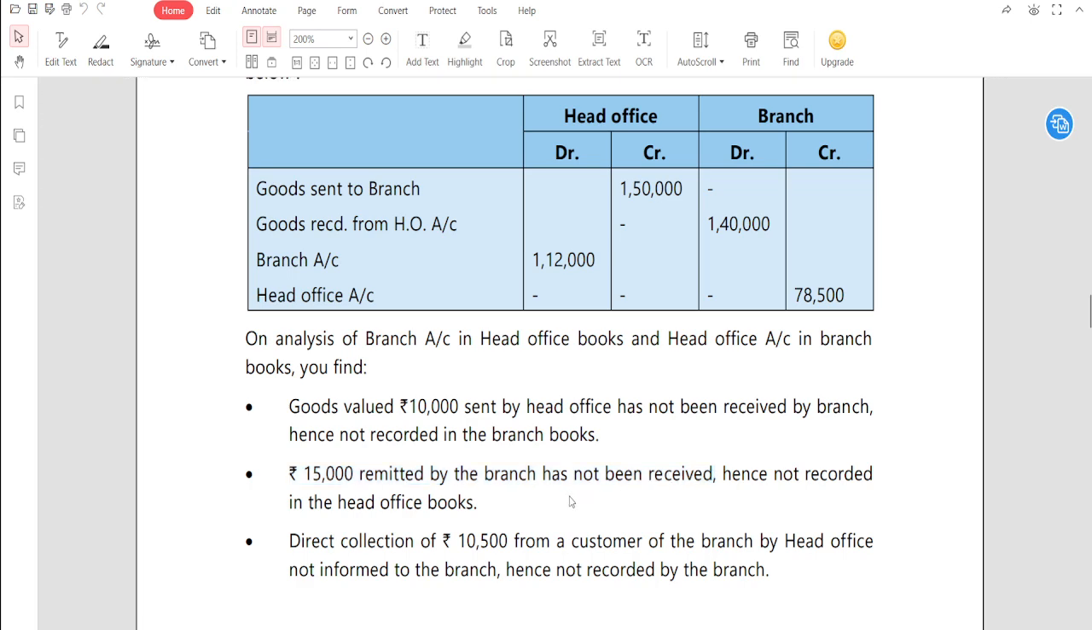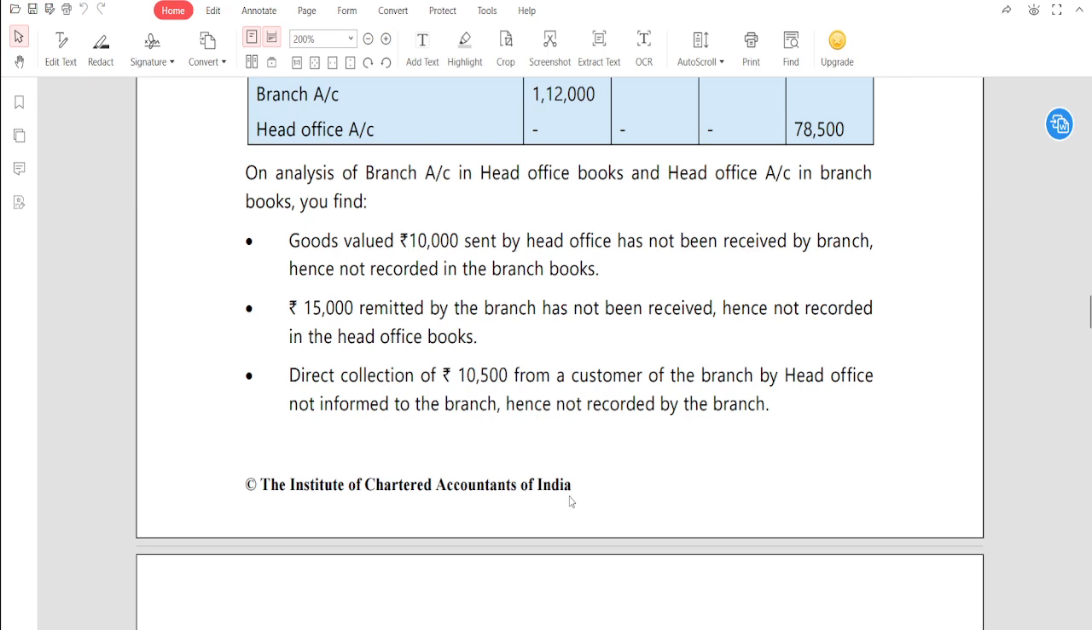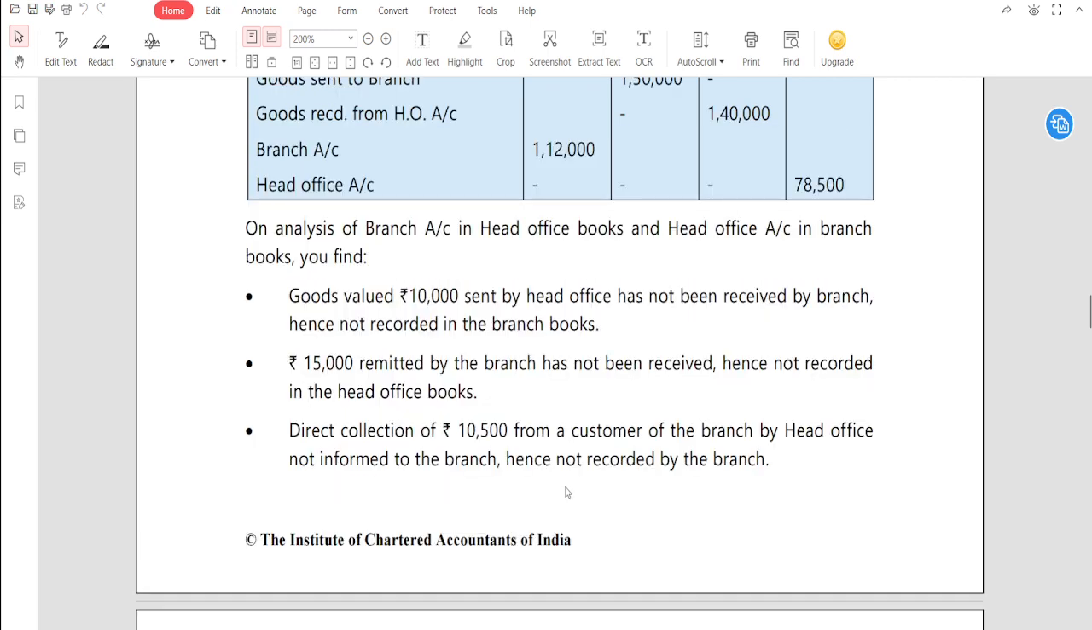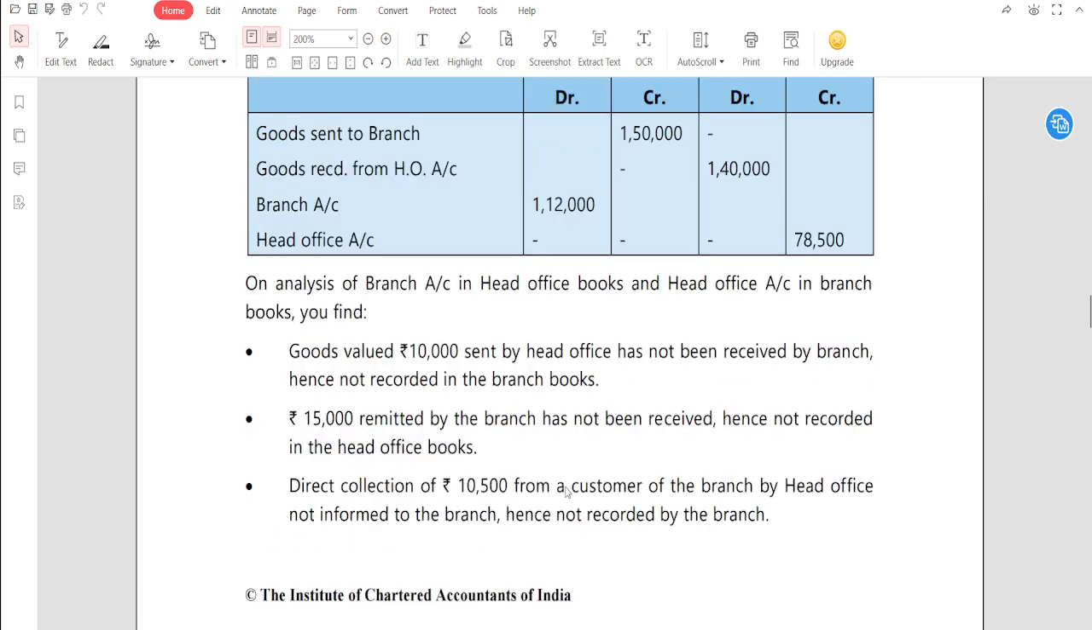Perfect. Now see next, direct collection of 10,500 from a customer of the branch by HO, not informed to the branch, has not been recorded by the branch. See guys, it is clearly said that 10,500 rupees has been paid by one of the branch debtors to the HO directly, which has not been incorporated in the books of the branch, but in the books of HO it is recorded. It is recorded because HO received the cash but did not inform the branch. So that's why there is a discrepancy happening.